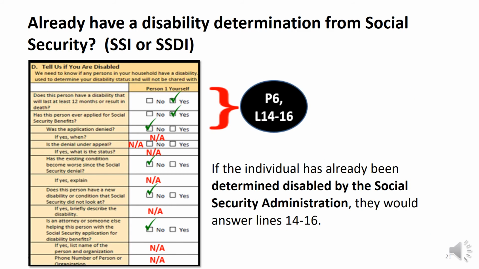Already have a disability determination from Social Security. If you already have SSI or SSDI, then you already have that determination of disability by the Social Security Administration. In this case, you need to answer lines 14 through 16 and just put non-applicable in the rest.